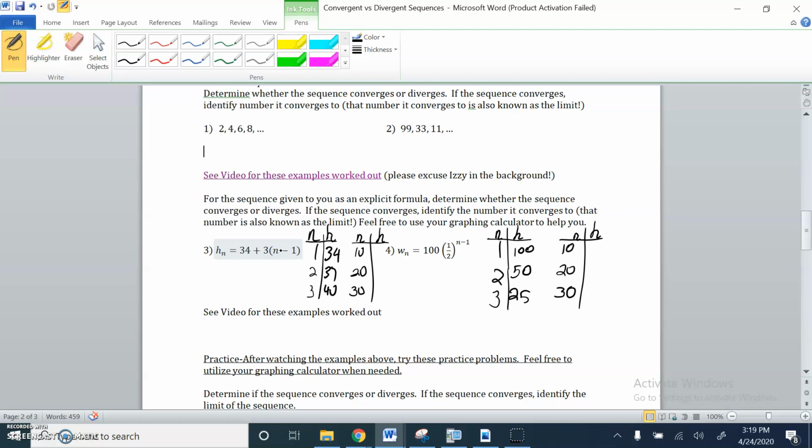So that's it for examples 3 and 4. If you can identify it by the exact format of the formula, that's fine. Otherwise, it says feel free to use your graphing calculator. Do exactly that. Type it in. If you get a straight line for your graph, you're talking arithmetic. If you're looking at something that looks similar to more of an exponential growth or decay, you're looking at geometric.